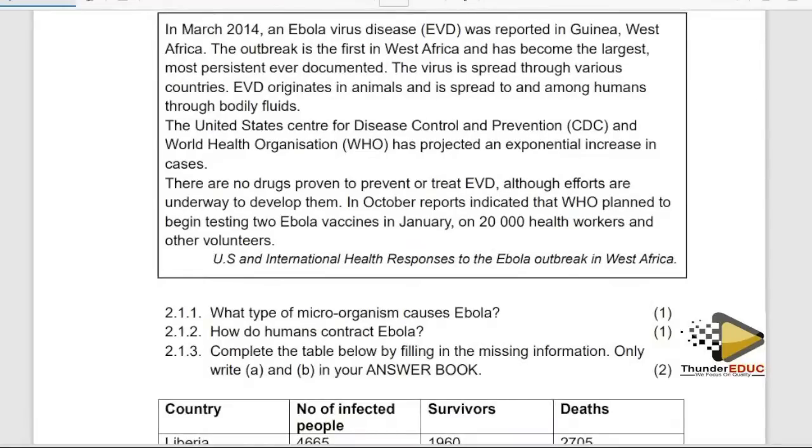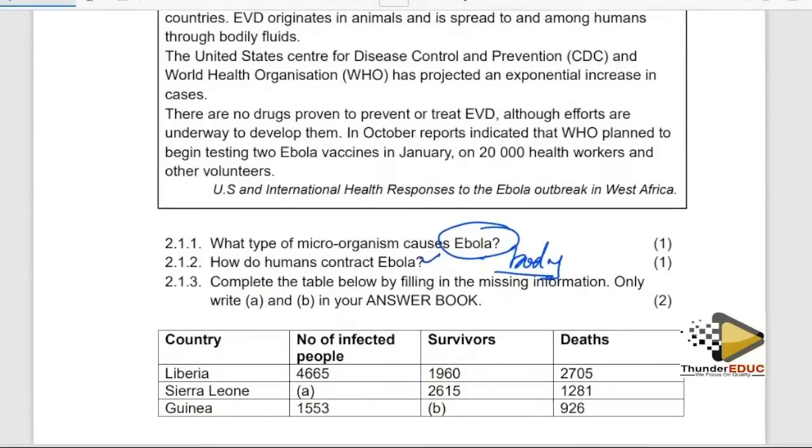Which type of microorganism caused Ebola? Ebola is being caused by a virus. Yes, I think they mentioned it here. Ebola virus. They're saying, how do humans contract Ebola? They contract Ebola basically through fluids of the body, like blood, saliva. It's a contact disease.